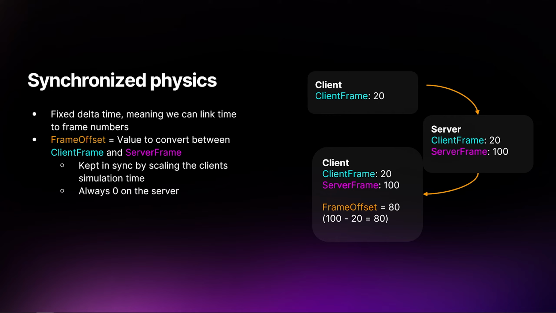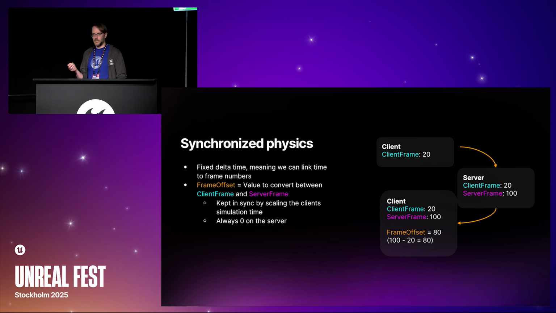And when the client has connected to a server, it will send an RPC to the server saying, hey, I'm at frame 20. Server receives that. Server then sends back an RPC to the client saying, hey, when you told me you were at frame 20, I was at frame 100. And the server can have been running for 10 minutes or something, and then you join, so the server frame number can be whatever at that point.